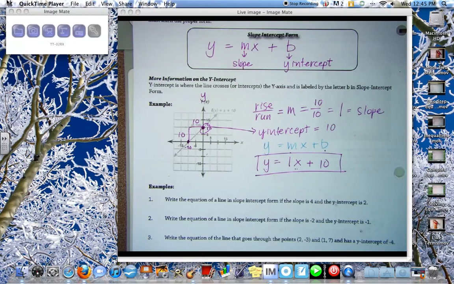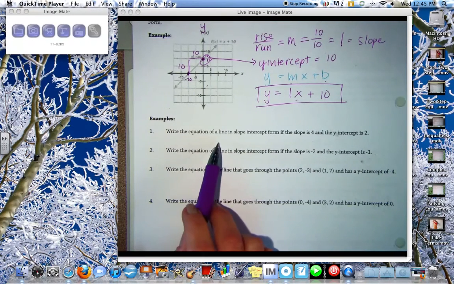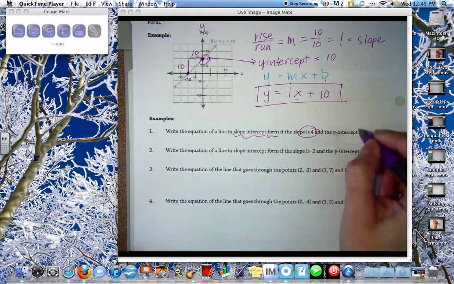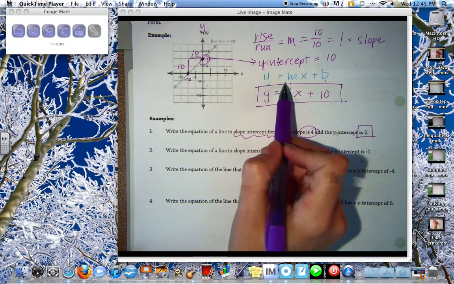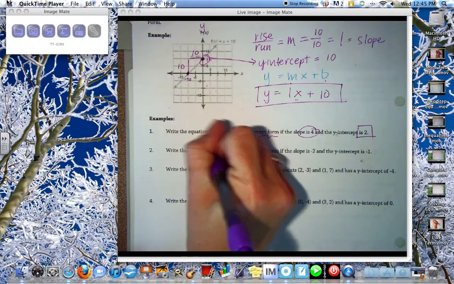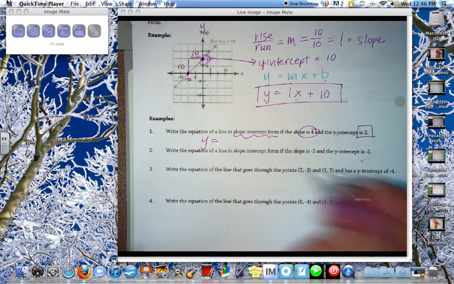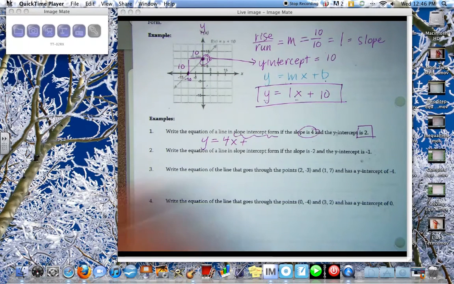Now, we can write equations without looking at a graph. If we're just given information, we can fill it into the slope-intercept form. So example 1, write the equation of a line in slope-intercept form if the slope is 4 and the y-intercept is 2. So using y equals mx plus b, we fill in the values that were given. So y equals, my slope is 4x plus my y-intercept is 2. And there's my equation.